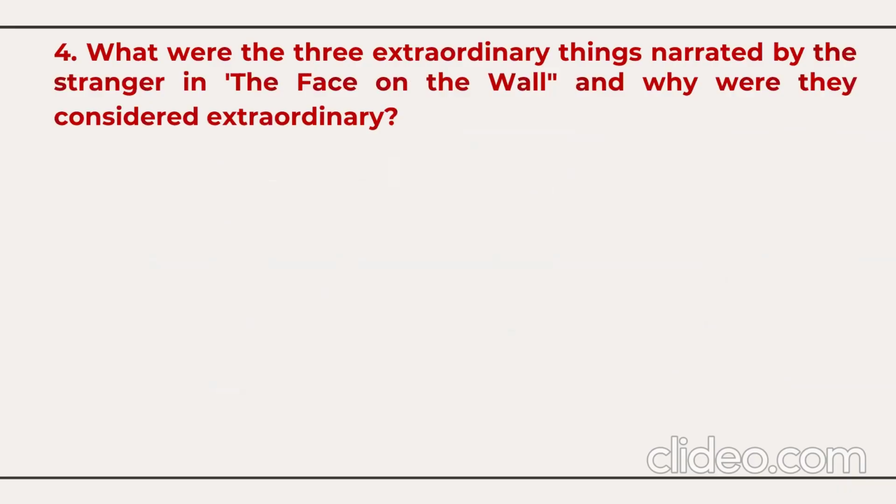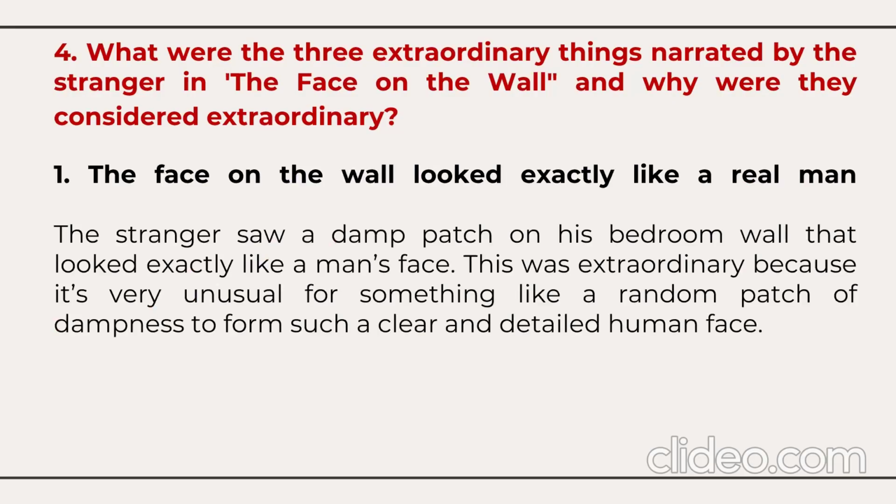The last question, for 10 marks. What are the three extraordinary things narrated by the stranger in the story The Face on the Wall, and why were they considered extraordinary? The very first one: the face on the wall looked exactly like a real man. The stranger saw a damp patch on his bedroom wall that looked exactly like a man's face.